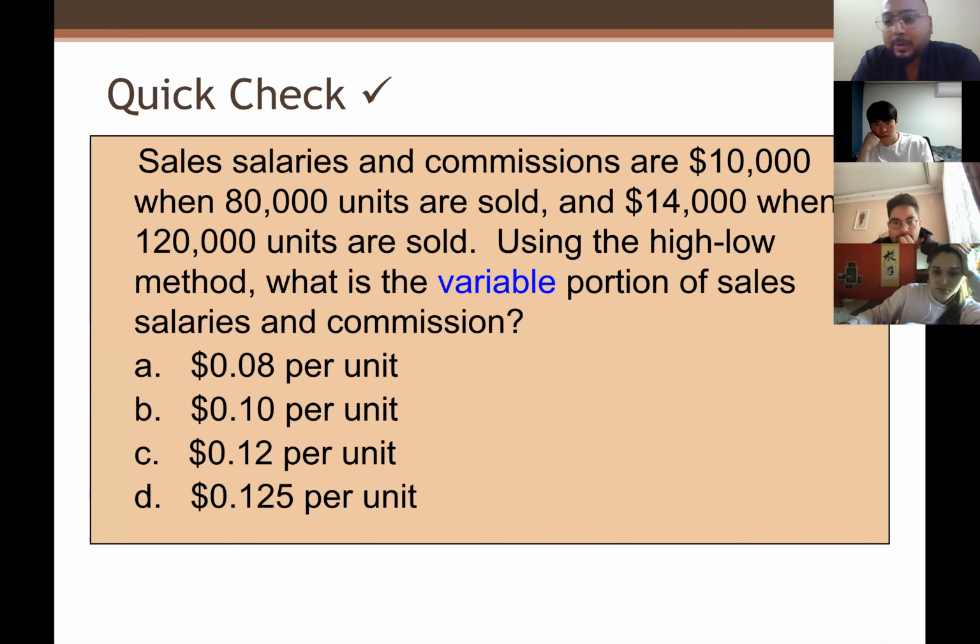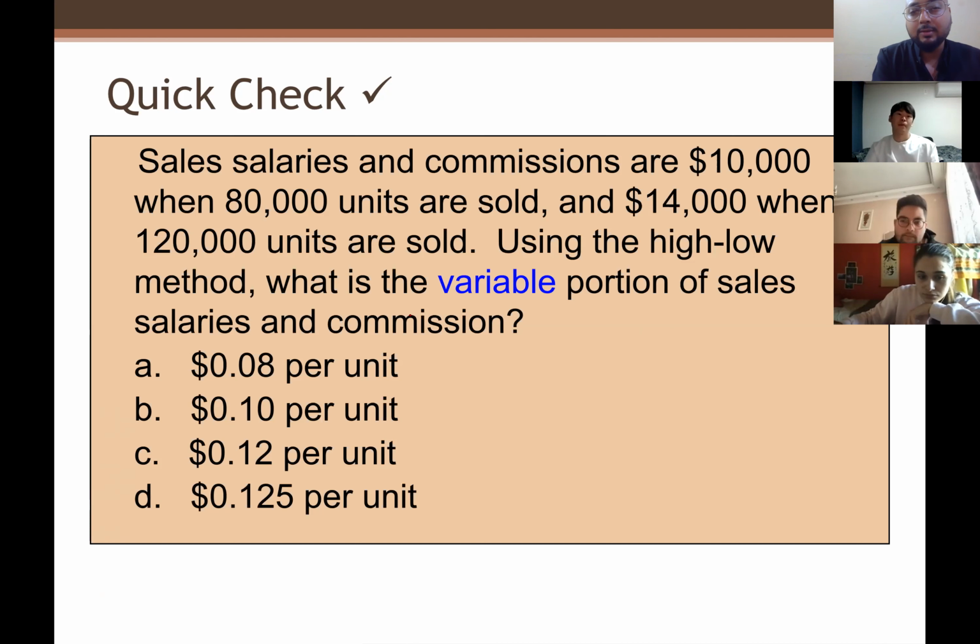So if you understand the high-low method, please answer this quick check. Solve right now. Let me read it for you. Sales, salaries, and commissions are 10,000 when 80,000 units are sold, 14,000 when 120,000 units are sold. Use the high-low method, and what is the variable portion of sales, salaries, and commission? It means what you need to find out? Variable cost per unit using the high-low method.